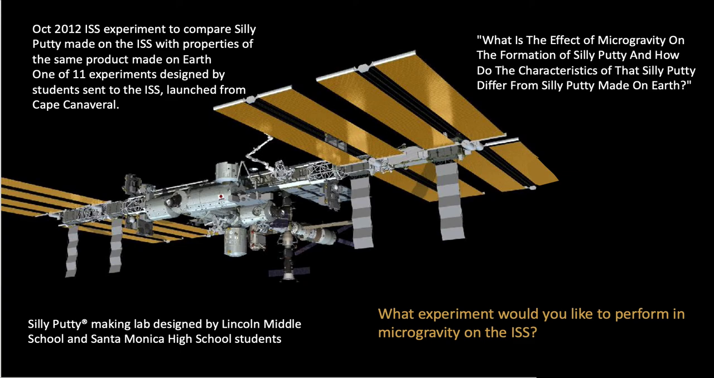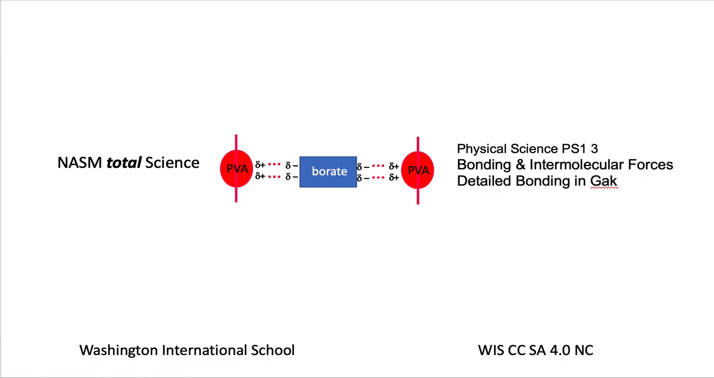And a final example, some students were able to suggest an experiment to take to the International Space Station. And in 2012, comparing Silly Putty made on the space station with the properties of the same product made the same day on Earth. And they said, what is the effect of microgravity on the formation of Silly Putty, and how do the characteristics of the Silly Putty differ from the Silly Putty made on Earth? And as a final thought here, what experiment would you like to perform in microgravity on the ISS? And so the intermolecular forces that are occurring have a significant effect on the properties of materials.